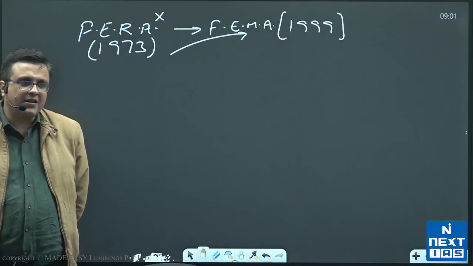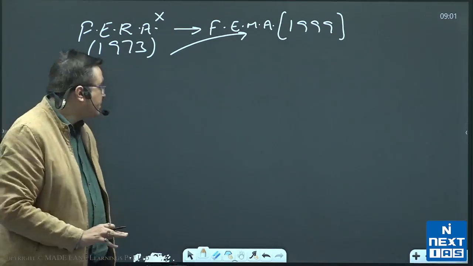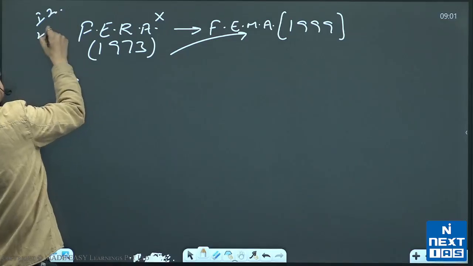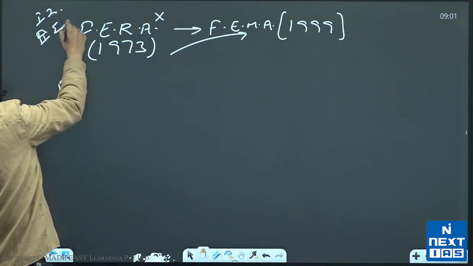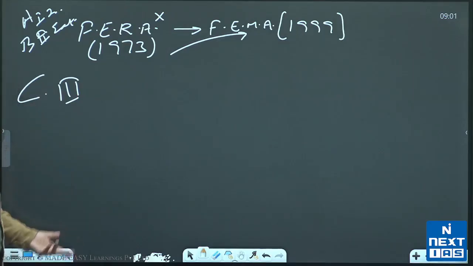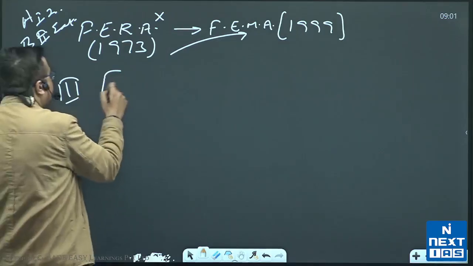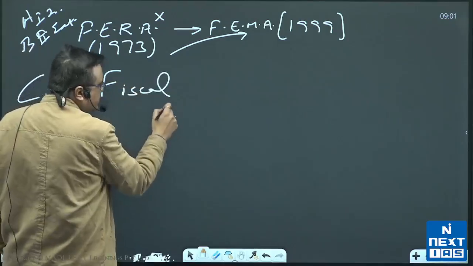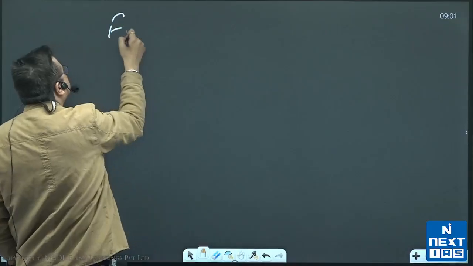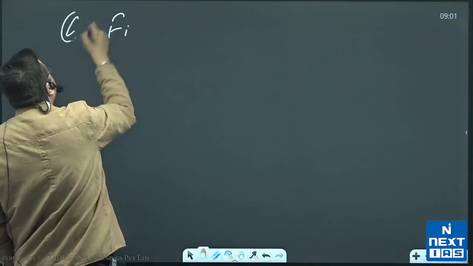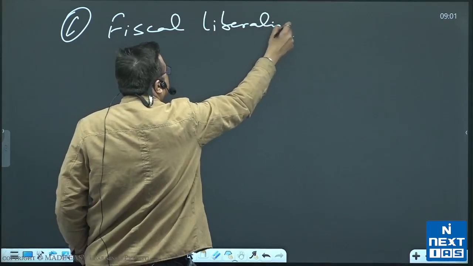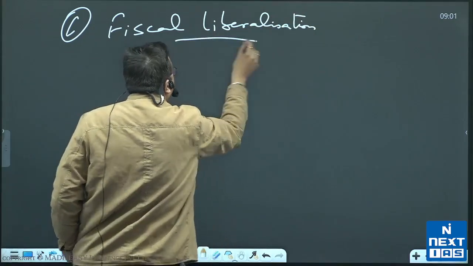Now, this is on external sector liberalization. You write the third thing, 3. First was industrial liberalization. Second was external sector liberalization. So you can call it A, B kind of. C or 3, whatever you are writing, that is fiscal liberalization. This is my third heading in liberalization, fiscal liberalization.